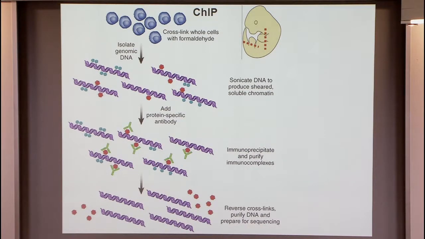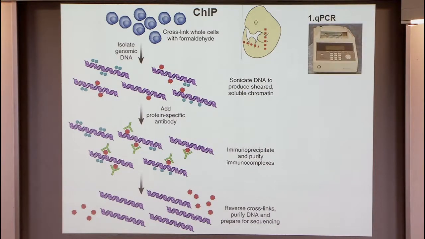And for that, I have to reverse the crosslinks. I have to remove the DNA-binding proteins from the DNA. So that's the next step. And then basically, I can figure out what are these DNA sequences where this protein, this transcription factor, binds.